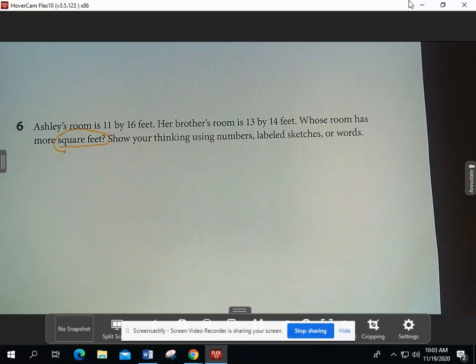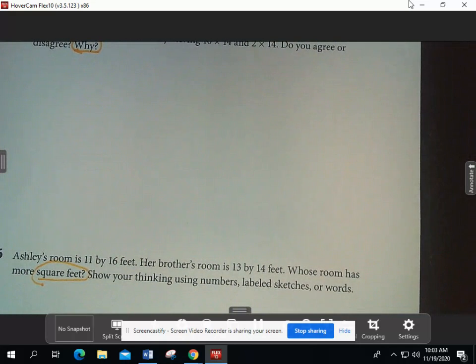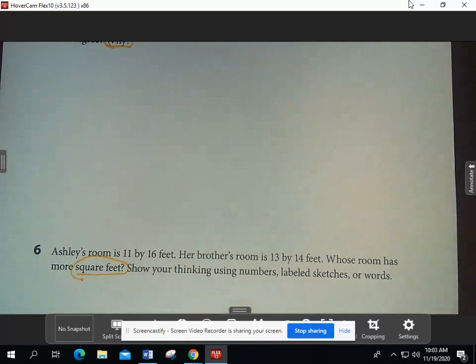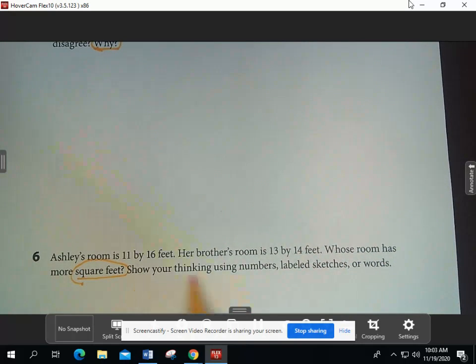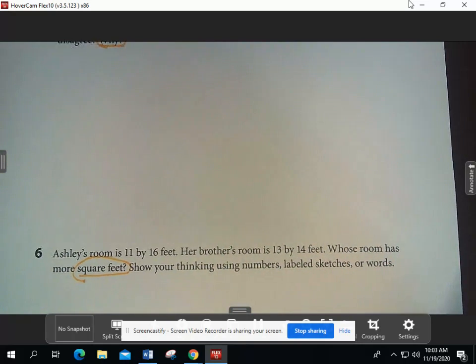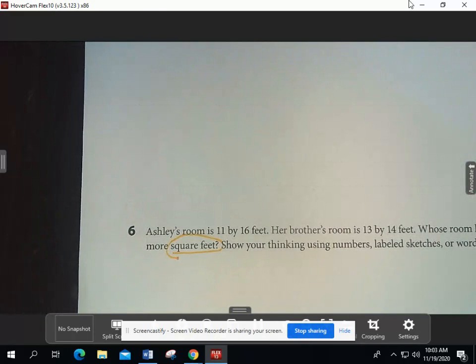How many of you don't understand what a sketch is? This is a sketch. Remember when Akaya showed us that really nice drawing when she was figuring out the area for piggies or chickens? It helped her figure it out. And it also says, whose room is bigger? That means if you just show how to do the work and you don't tell me whose room is bigger, you didn't answer the question.